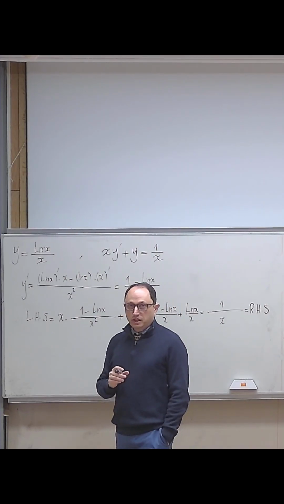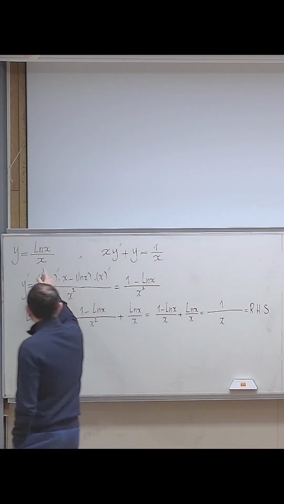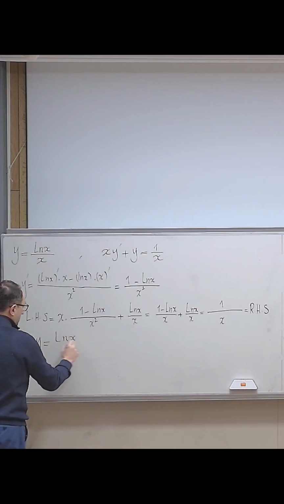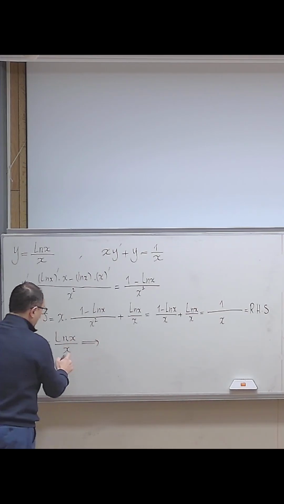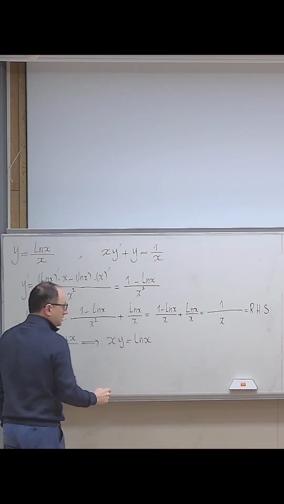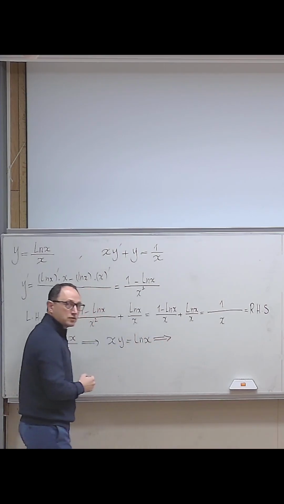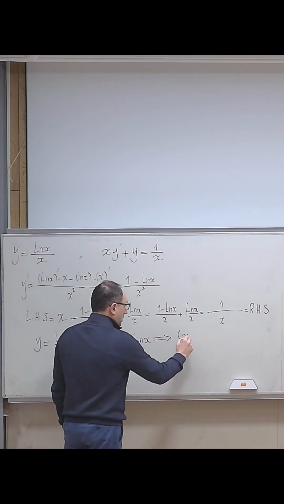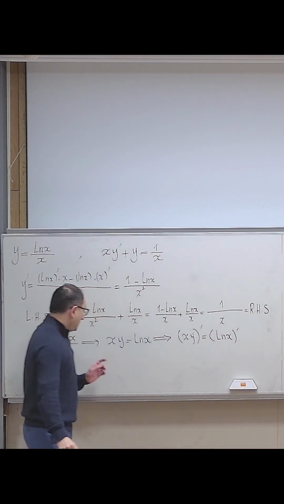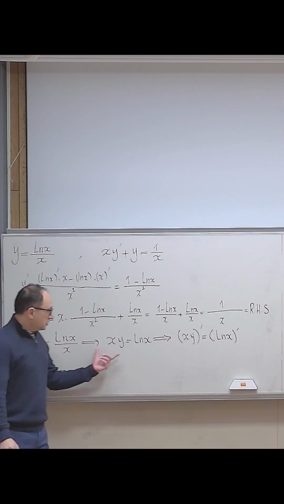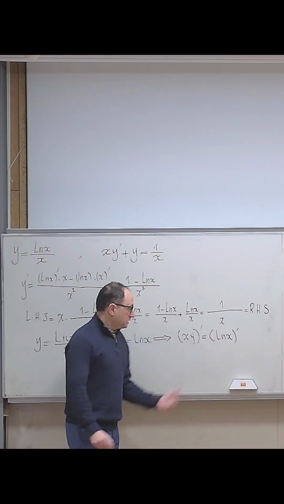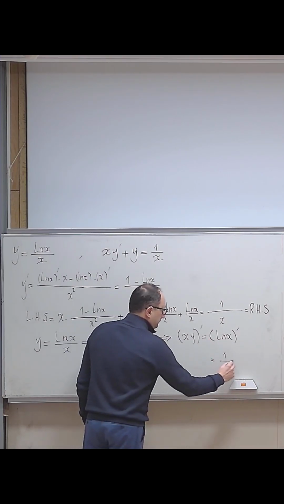A little bit more creative way to solve this problem is to say that, okay, if this function is given to you, ln of x over x, what you can do, you can multiply both sides by x, so it becomes xy equals ln of x, and then differentiate both sides with respect to x. So it becomes xy prime is ln of x prime. So what I'm saying is that if this function is given, you can conclude this, and then you can differentiate both sides. The derivative of the right-hand side is of course clear.